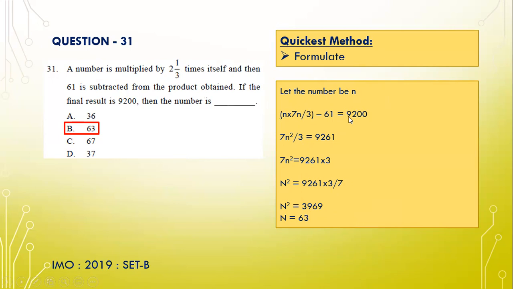And the answer is 9200. 7n into n is 7n square upon 3 is equal to minus 61, and when it goes there, it will be 9261, isn't it? So 7n square is 9261 divided by 3. When it goes there, it will be multiplication, 9261 into 3. So n square is 9261 into 3 upon 7. When 7 goes there, it will be division, which will be n square is equal to 3969, and n is equal to 63, because square of 63 is 3969. So the number is 63.